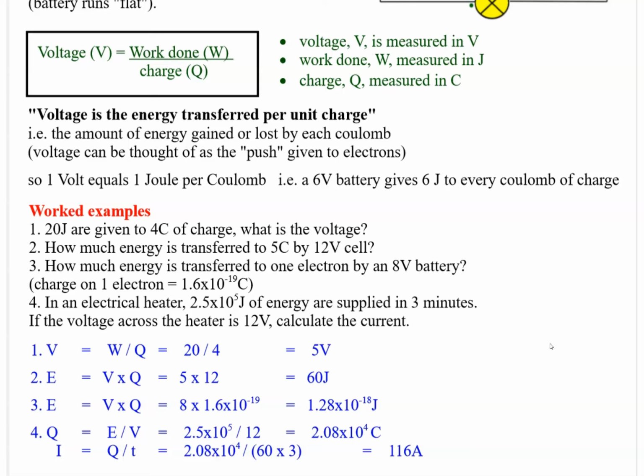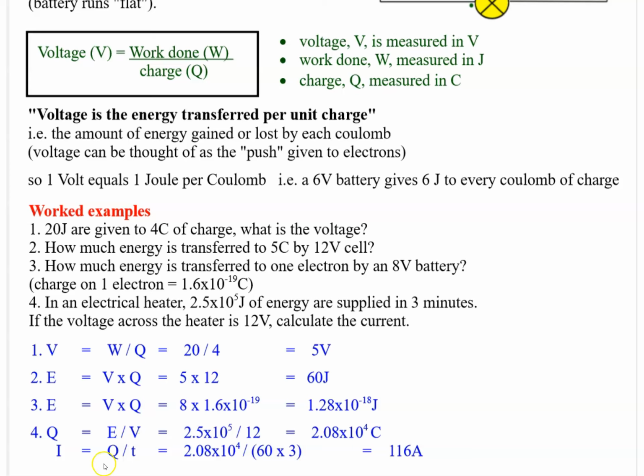Question 4, a little bit more tricky. This might be a difficult GCSE question or a straightforward A-level physics question. We're told the amount of energy is 2.5 × 10^5 joules. We've got the time, 3 minutes, so we must convert that into seconds, 3 times 60. And we're told the voltage across the device is 12 volts. Find the current. A good approach here would be to write out the relevant formula.